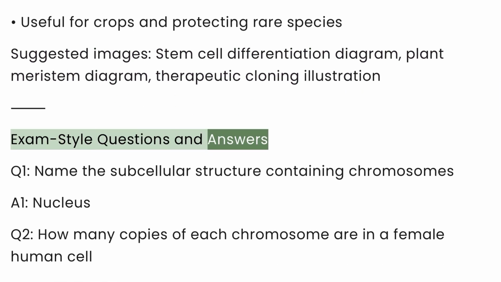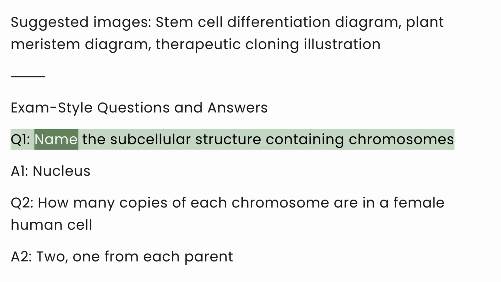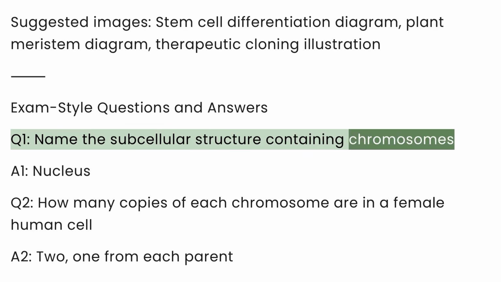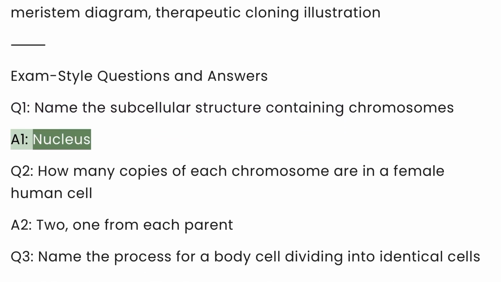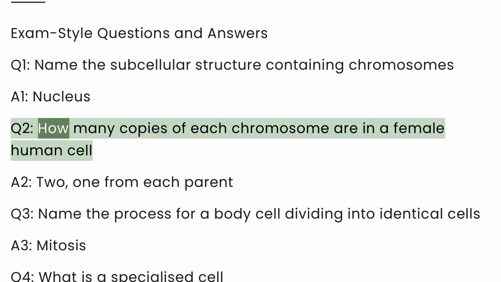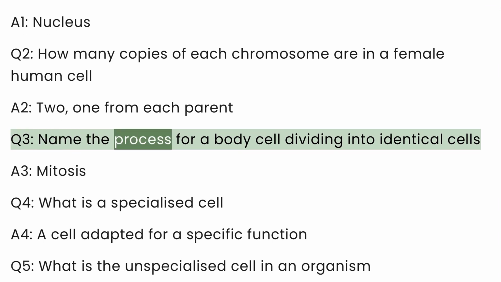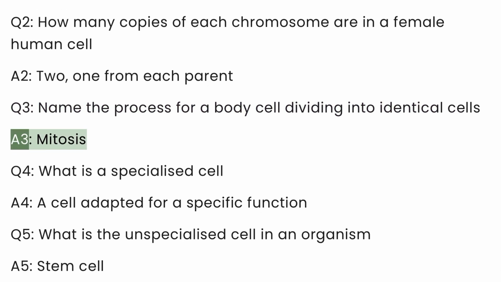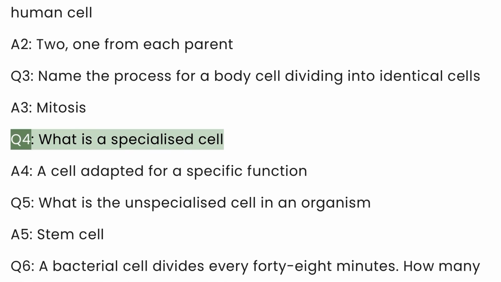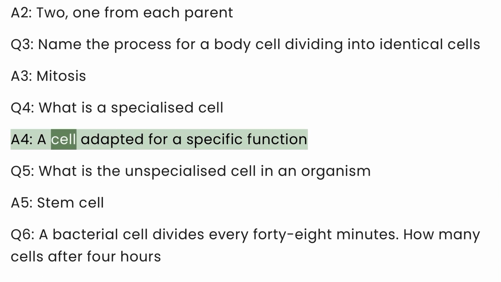Exam-style questions and answers. Q1. Name the subcellular structure containing chromosomes. A1. Nucleus. Q2. How many copies of each chromosome are in a female human cell? A2. 2, one from each parent. Q3. Name the process for a body cell dividing into identical cells. A3. Mitosis. Q4. What is a specialized cell? A4. A cell adapted for a specific function.